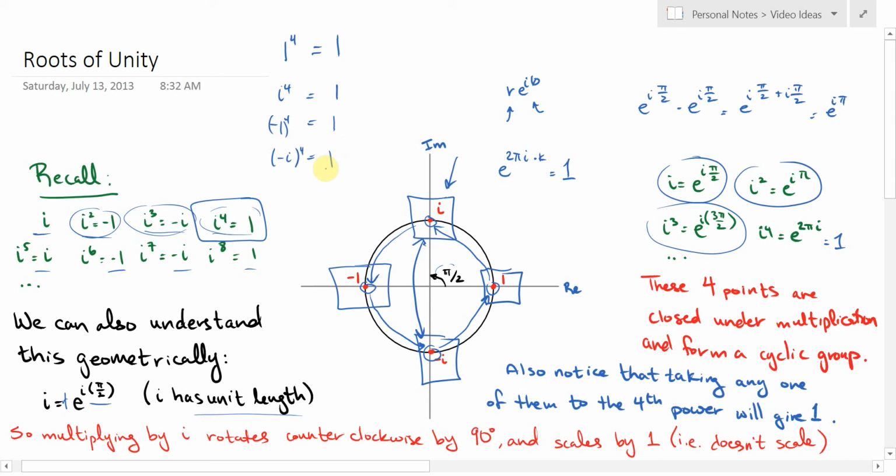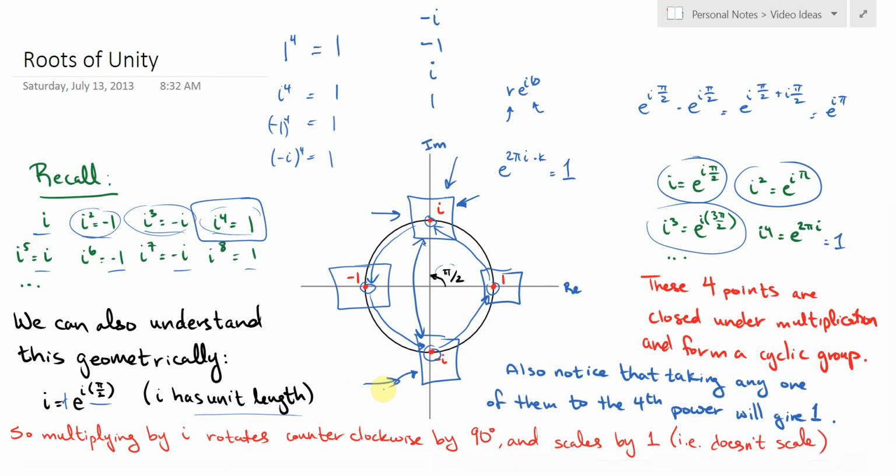And by the way, before I move on, let me just mention I said i was a generator for this cyclic group. Also, technically negative i is a generator, because if you start with negative i, there's your negative i. If you square it, then the minus signs will cancel, you'll get i squared, you'll get to negative 1. If you multiply by negative i again, you'll get i. And then if you multiply by negative i again, you'll get 1. So actually, either this or this could be the generator, for those of you who know something about group theory.